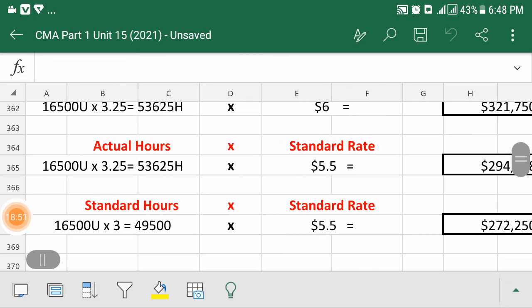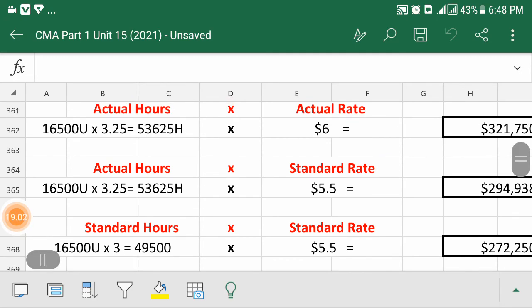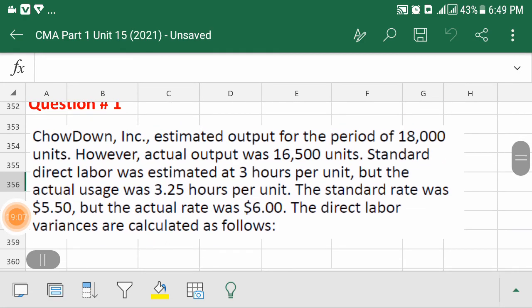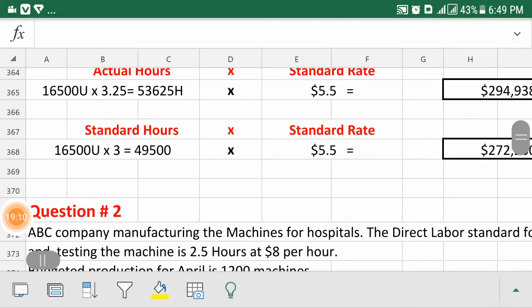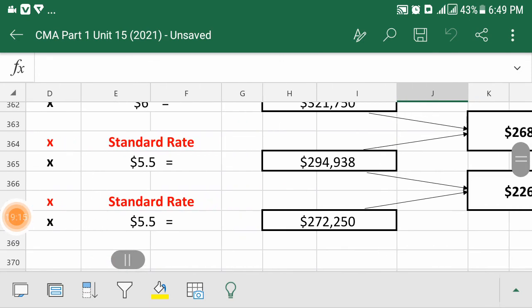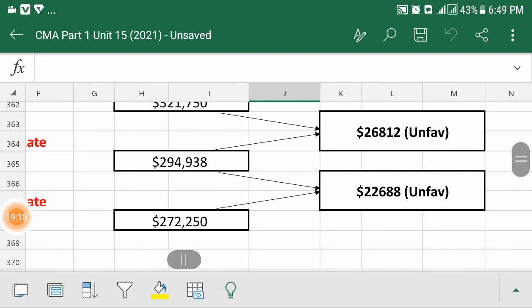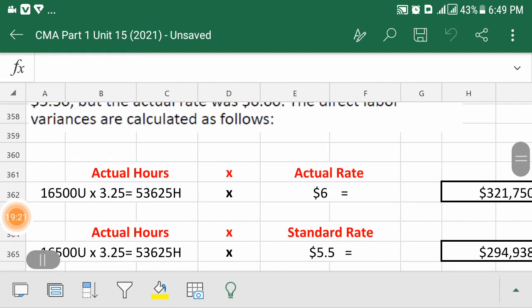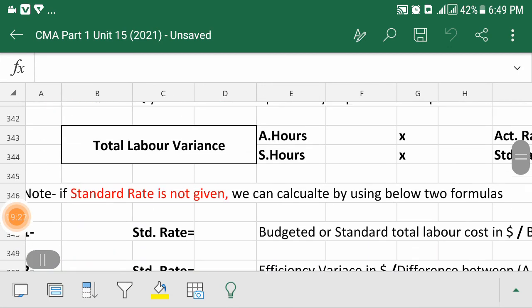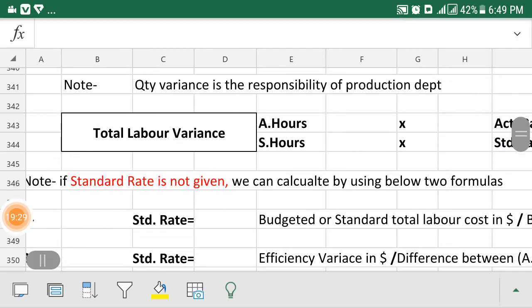And here again we calculate the standard hours, which is 60,500 into 3, because the standard is 3 hours per unit. Actually you paid more, and 3 hours was the standard. So you multiply the standard hours with the standard rate and get the standard amount. It is unfavorable, and both are unfavorable. So you can understand why this is happening: because of all the reasons we have studied for unfavorable variances.